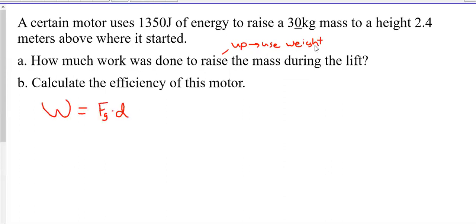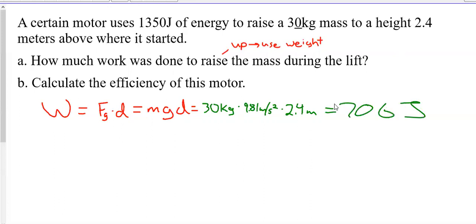So to calculate the work, we'll just take the weight multiplied by the displacement. We're going to assume we're talking about the applied force going up, the displacement going up. Your weight would be your mass times your acceleration of gravity multiplied by your displacement going upwards. Plug in the numbers: 30 times 9.81 times 2.4, and you'll get something really close to 700. So 706 joules, if you punch it through your calculator. That would be the minimum amount of work needed to actually make something go up in the atmosphere.